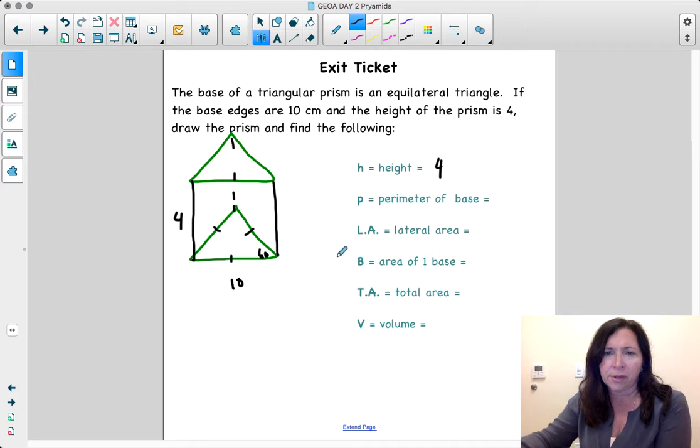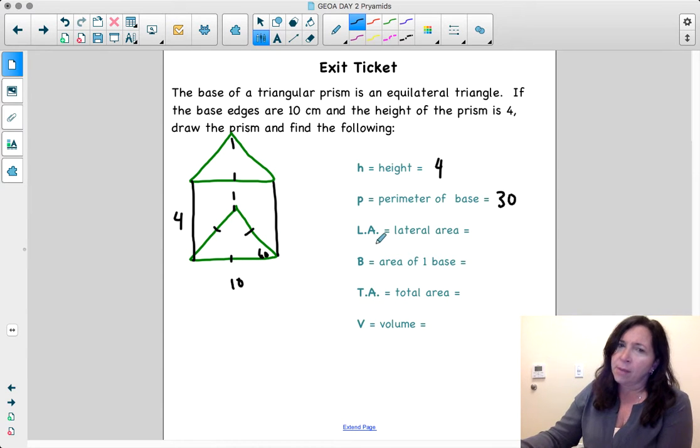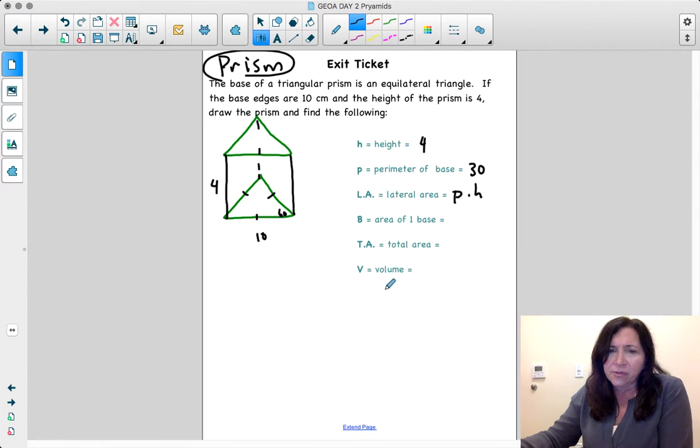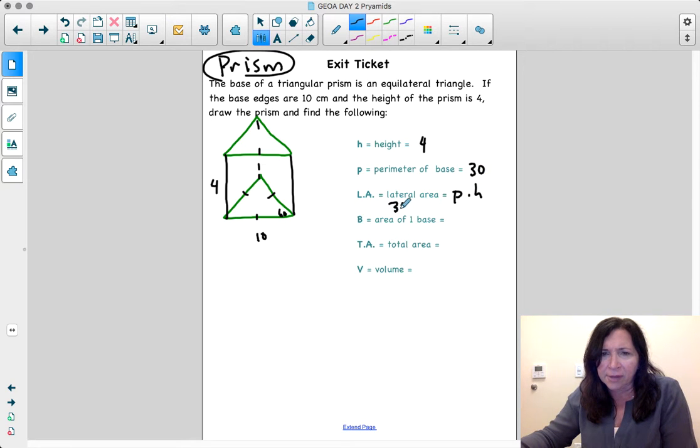The height's 4 units. The perimeter of a base, so 10, 20, 30. So that's 30. The lateral area. Now remember, the lateral area is the perimeter times the height. Now we're talking about a prism, not a pyramid. This is a prism, so there's a review. So the base, so anyway, what's my perimeter? My perimeter is 30, so my lateral area is going to be 30 times my height, 4, which is 120 units squared.